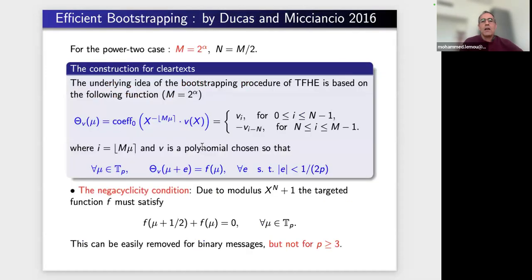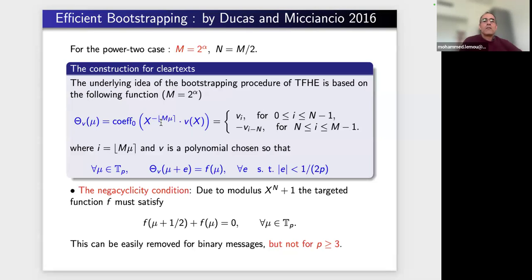This is the idea by Ducas and Micciancio in 2016. They were able to find a tricky formula that satisfies this constraint. The formula is this one. You have a message mu. You rescale it by m, because mu is modulo 1. So now m mu is an integer; if it is not, you just round it. m mu is between 0 and m minus 1.